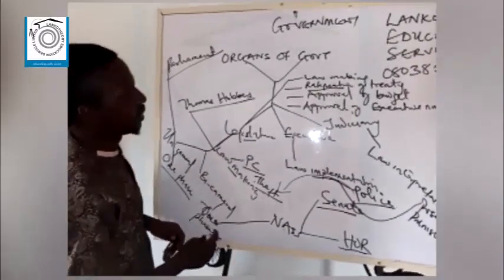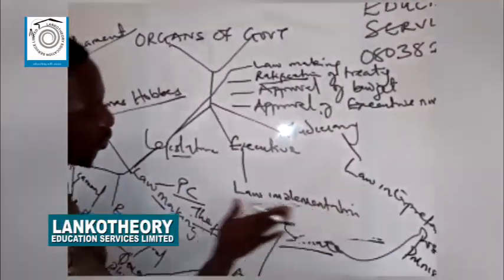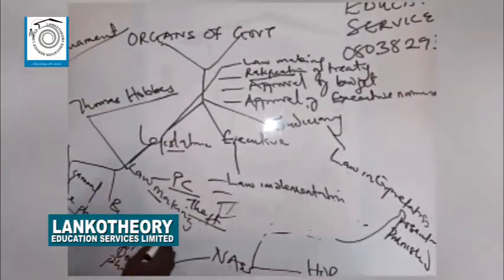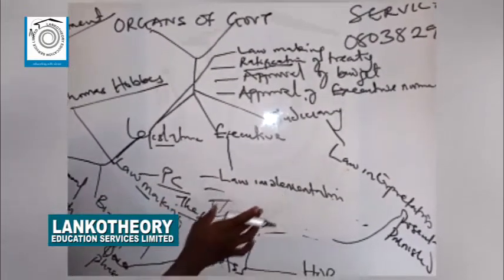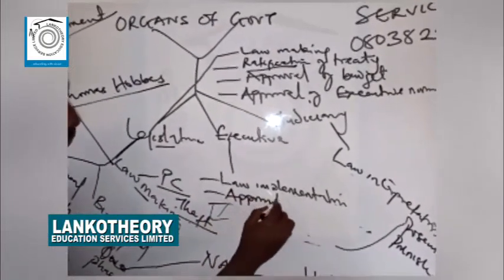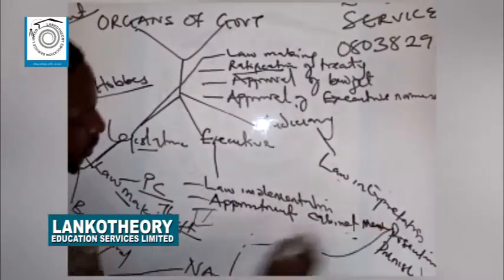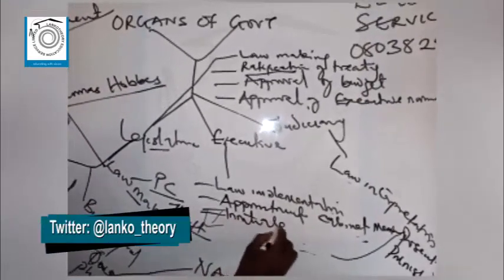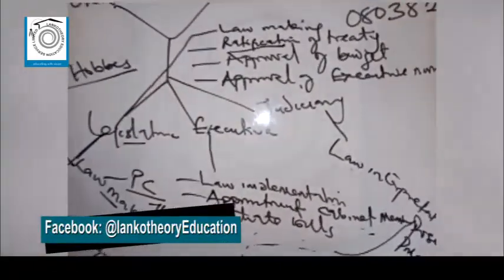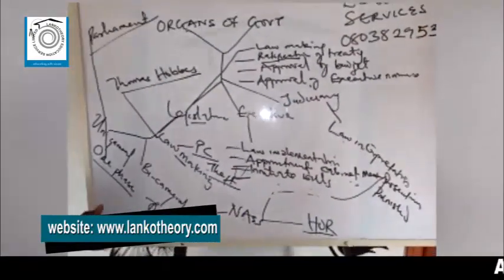The second one is the executive. Aside from the fact that the executive implements the law, they equally perform other functions. And this include the first one, as we have said, is law implementation. The second one is appointment of cabinet members. Those are the ministers. They equally initiate bills on the floor of the National Assembly so that they can deliberate upon it and see whether it can be approved and sent back to the executive for final assent.